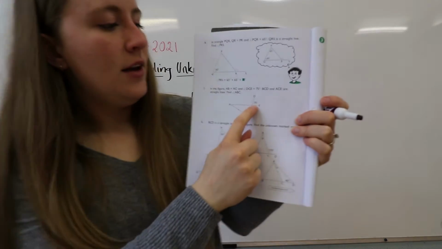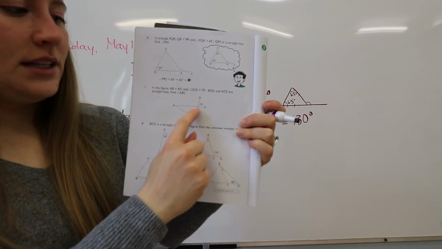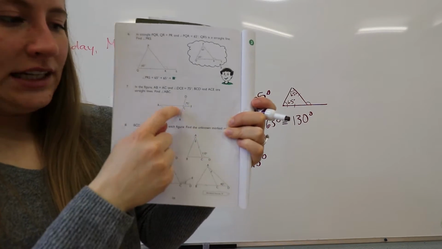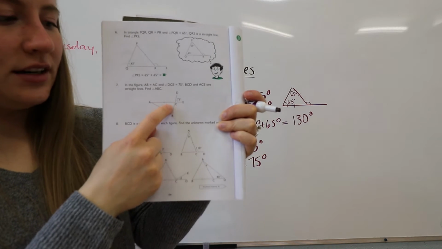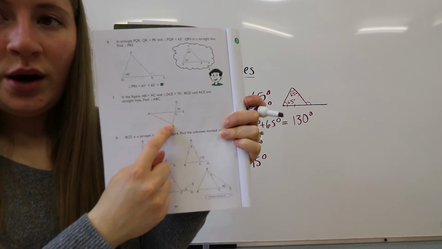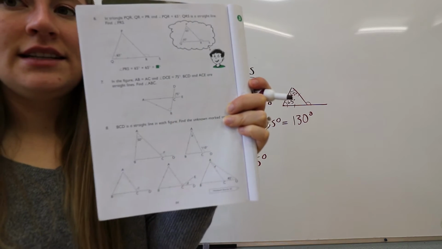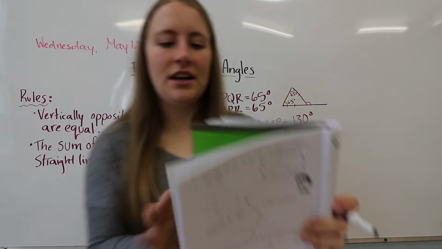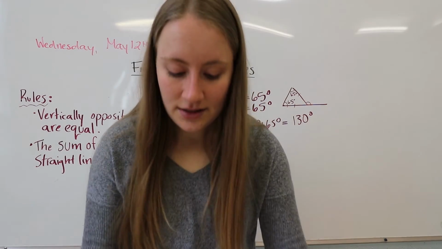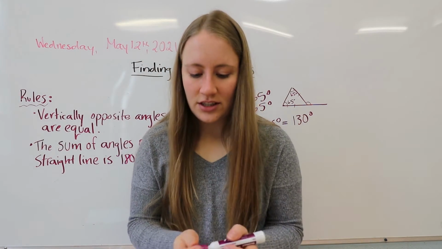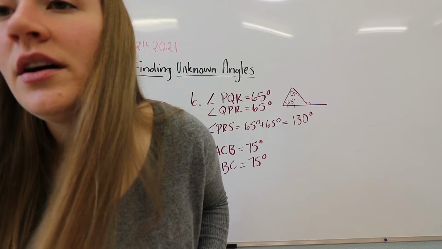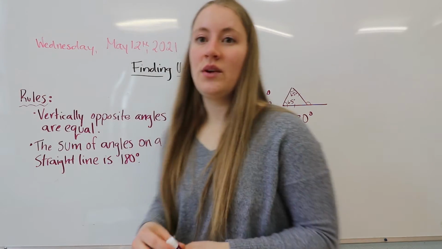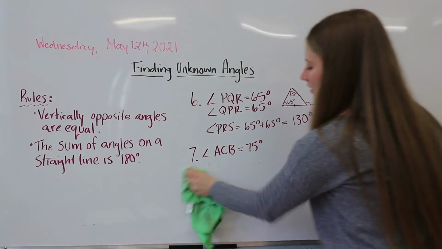Okay, so because we used our vertically opposite angle rule to find this one, and then we used our isosceles triangle rule to find this one, we know that our answer is 75 degrees. Okay, so that's number 7. So now number 8 is throwing a lot at us. We have 5 questions to look at, and we're going to need to figure out which rules we have to use for each of the triangles.